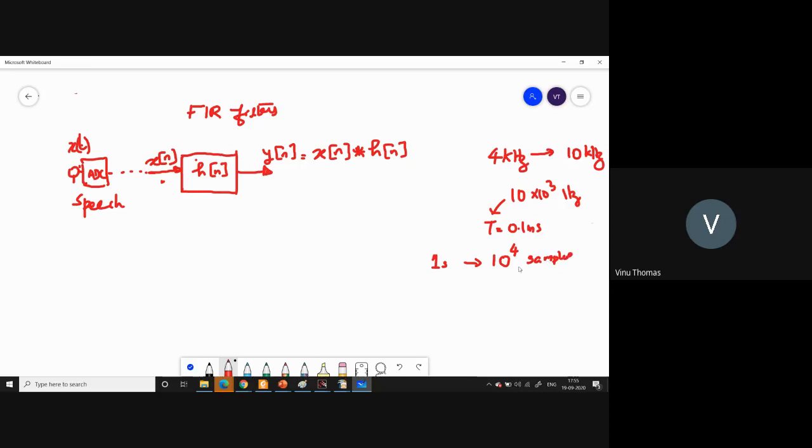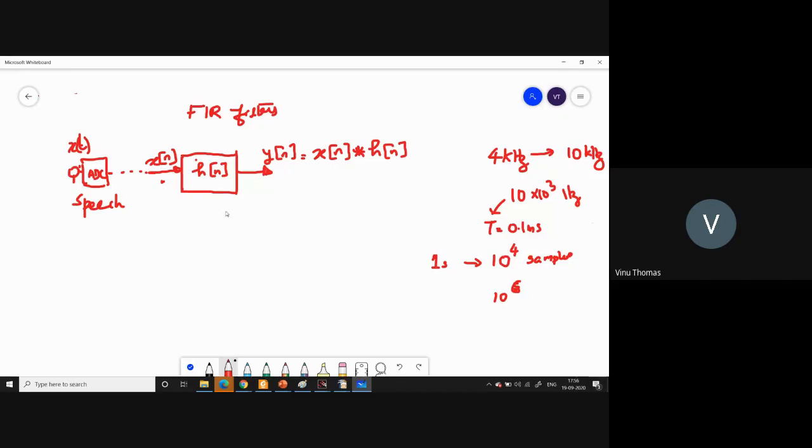So in 10 seconds, it will be 10 raised to 5 samples. In 100 seconds, that will be 10 raised to 6 samples. In 1000 seconds, that will be 10 raised to 7 samples, etc. Okay? Is that clear? So just for 1 second of speech, you have 10 raised to 4 samples.